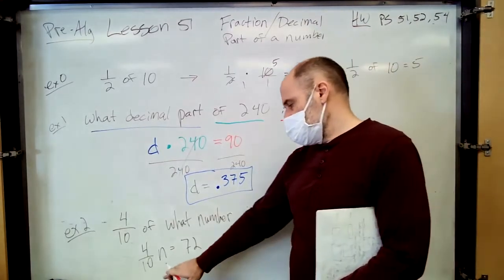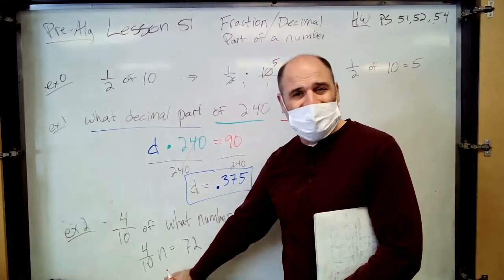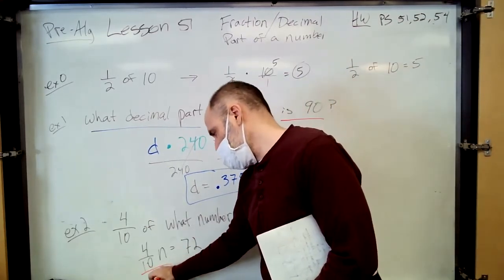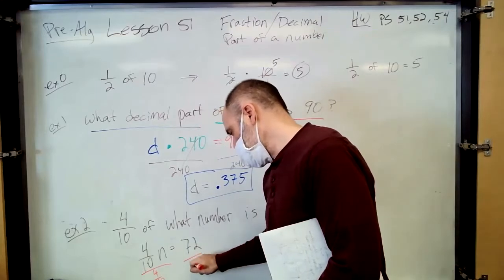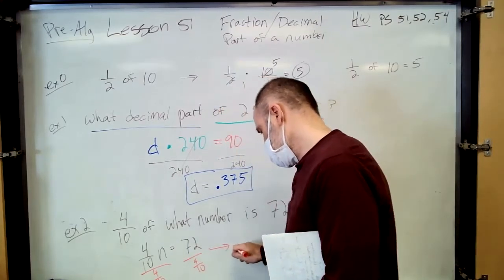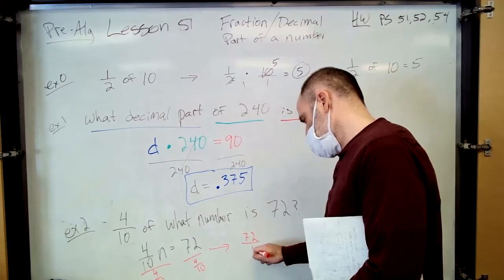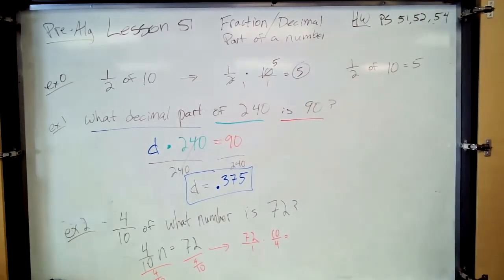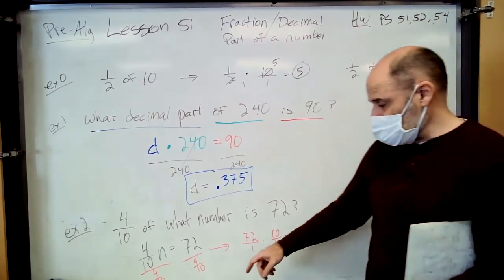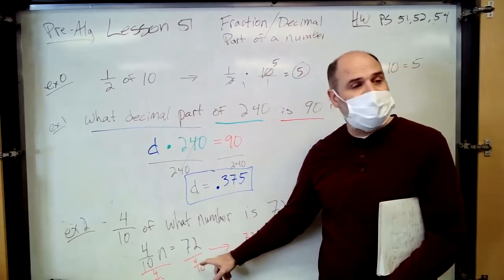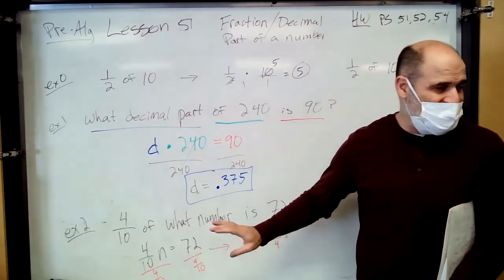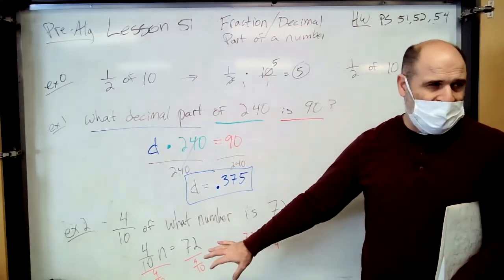Okay, good. So here's the deal, guys. 4/10 is being multiplied, right? How do you get rid of multiplication? Divide. Divide by 4/10. What happens when you divide by a fraction? Copy, dot, flop. So see how I copy, dot, flop? Make sure you're flopping the 4/10 because you're dividing by 4/10. Even though the 72 is second in a multiplication problem, don't copy, dot, flop a multiplication problem.